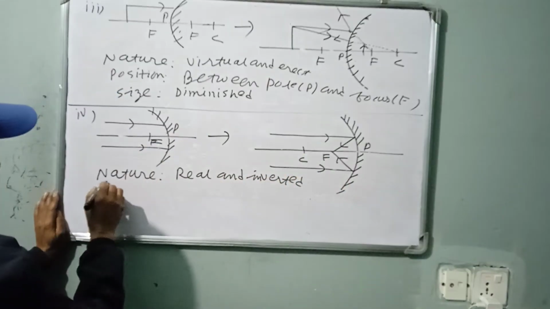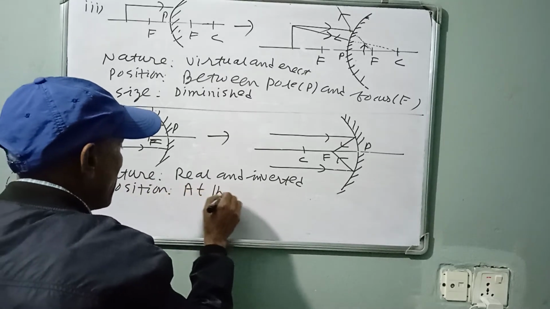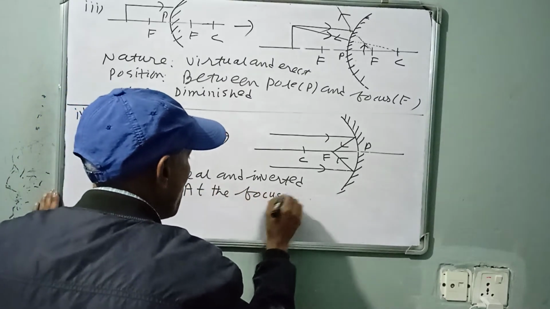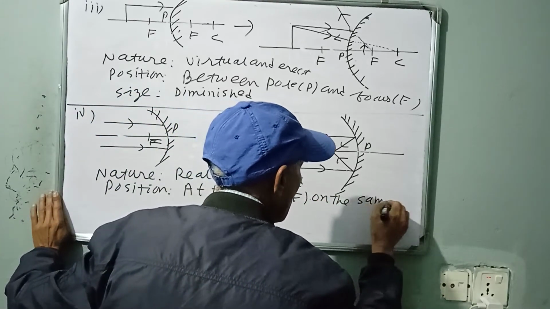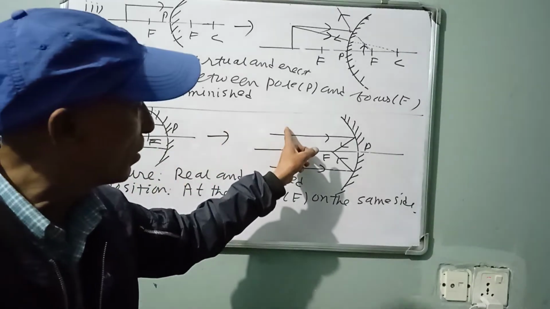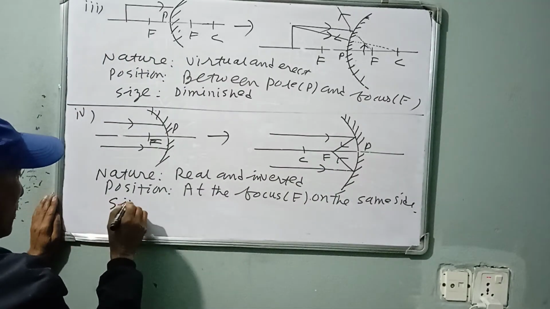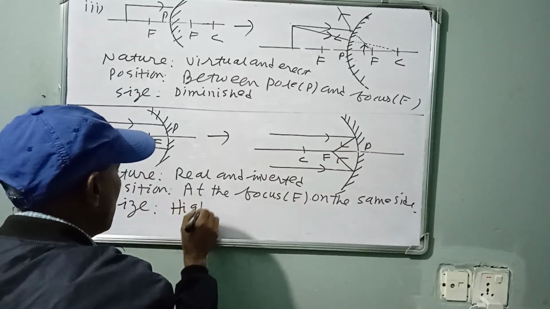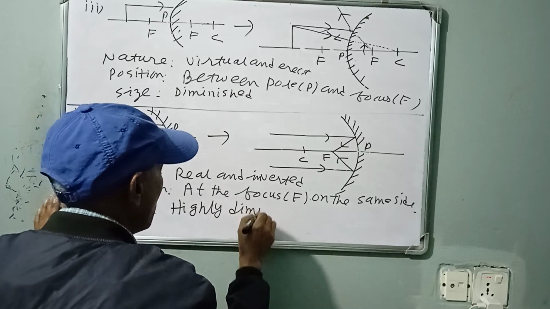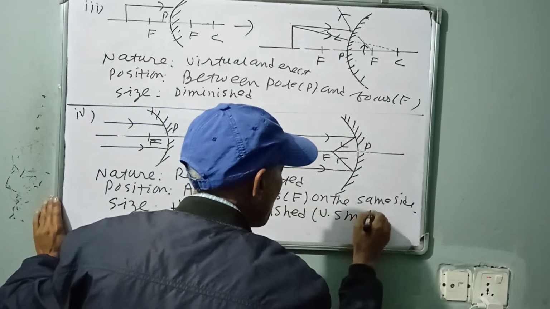Real and inverted nature, position at the focus F on the same side. Right side, left side object, left side image on the same side. Size. What is the size of the image? Highly diminished. Highly diminished means very small.